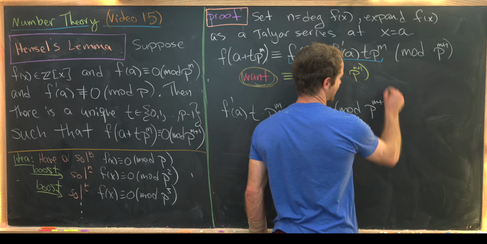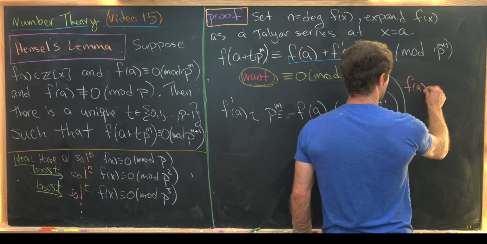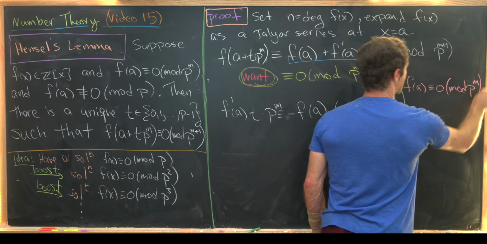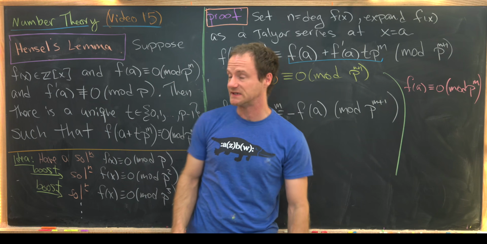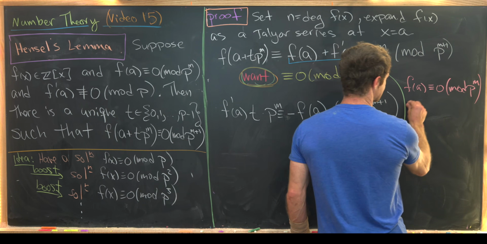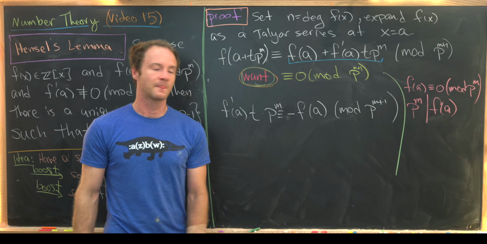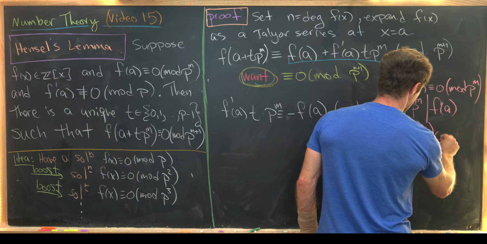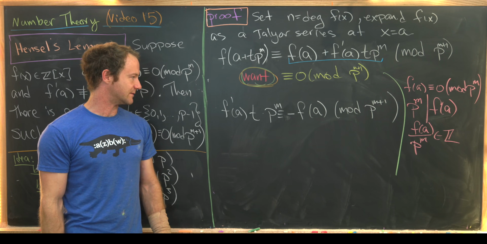And we can do that with a little bit of a trick. So let's notice that f of a is congruent to 0 mod p to the m. That was one of our original assumptions, or one of the hypotheses built into the statement of our lemma. But what does that tell us? That tells us that p to the m divides f of a. But that means that f of a divided by p to the m is an integer. Right? So those are all equivalent statements.